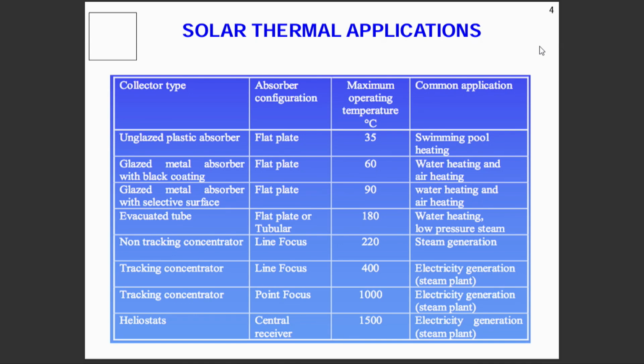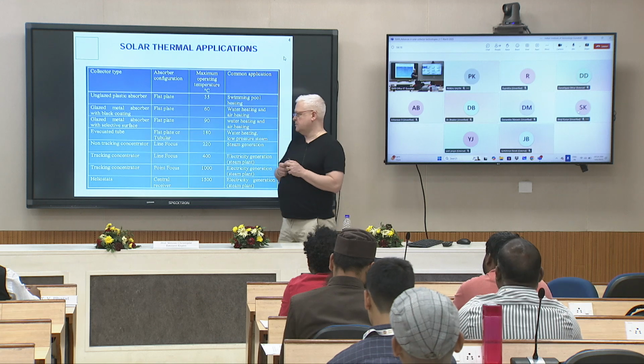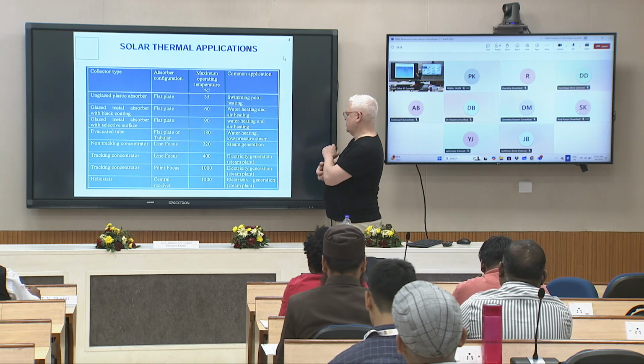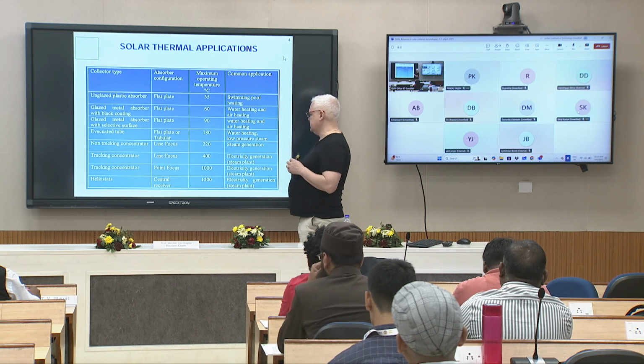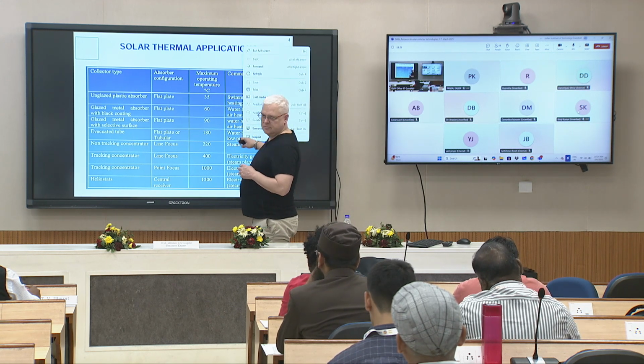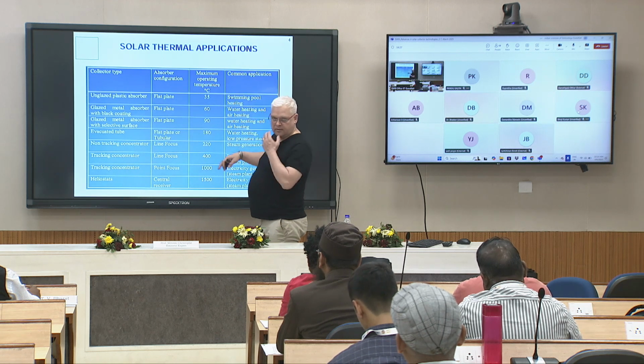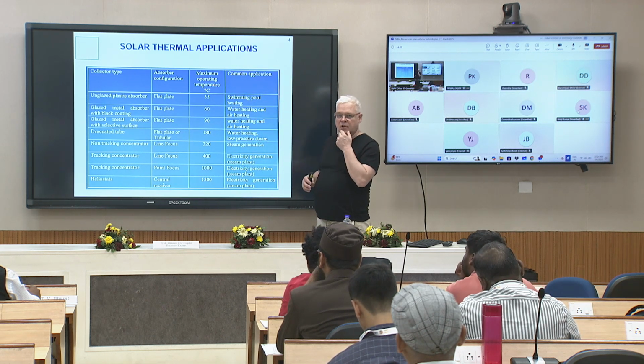You can reach around 60, now 70, for water heating and air heating. A glazed metal absorber with selective surface can reach 90 degrees, also for water heating and air heating. Then you erase the convective heat transfer when you have an evacuated tube, so you can reach up to 180 degrees. This could be used for cooling, with an adsorption machine.